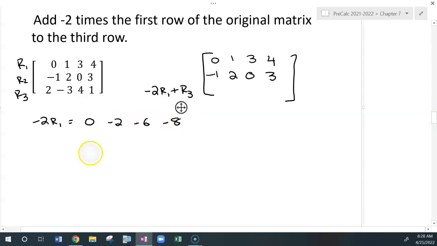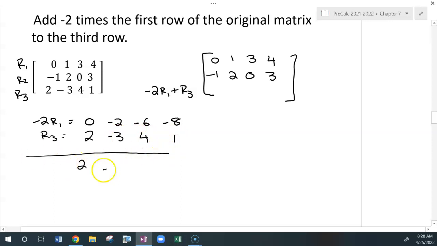And then row 3, that's going to be 2, -3, 4, 1. Now I'm just going to add them together. So 2, -5, -2, -7. And then I'm just going to copy these coefficients over. So 2, -5, -2, -7.